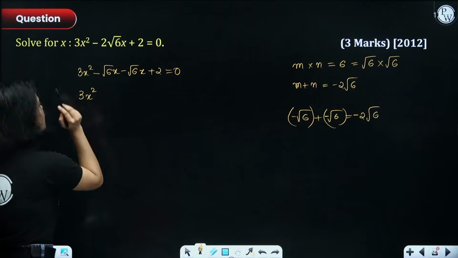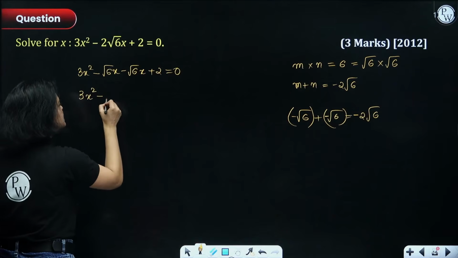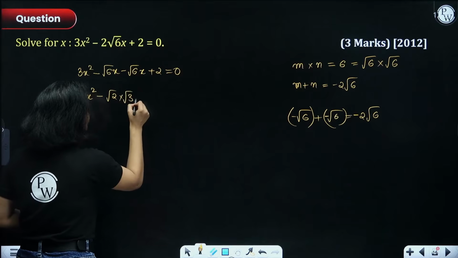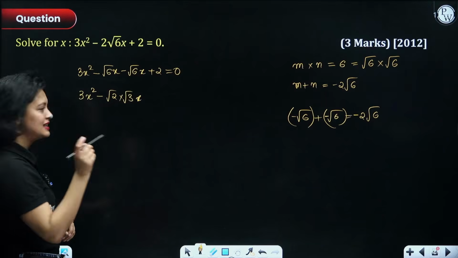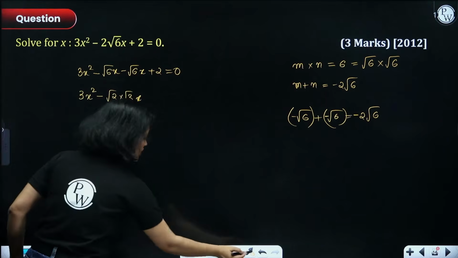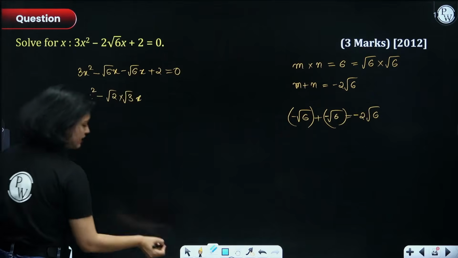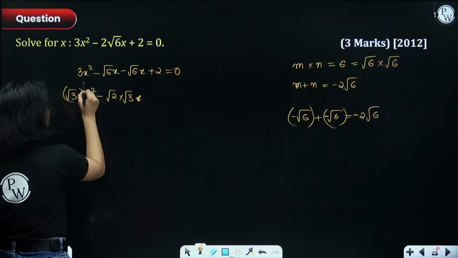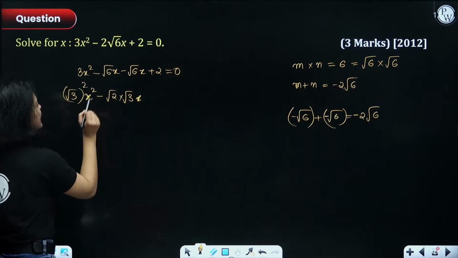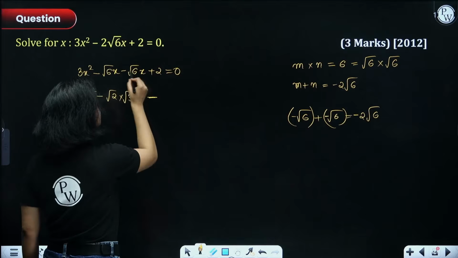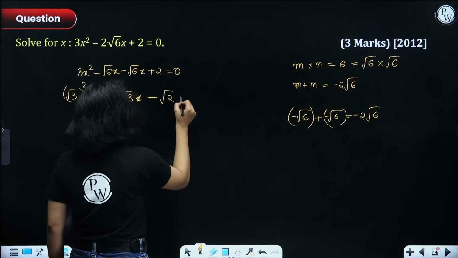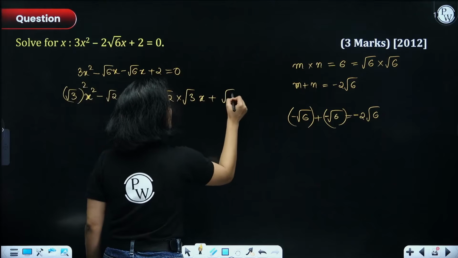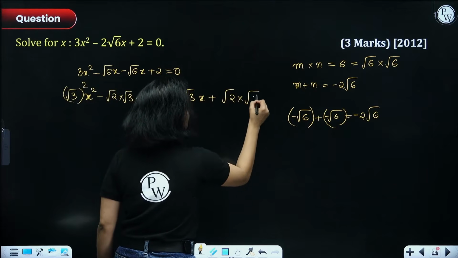So what I will do is, I will break down root 6x as root 2 into root 3x. I can do that, guys. Yes or no? And even this 3x, I will write it like this: root 3 square x square. Can I not do that, everyone? I can, right? Now, again, this root 6x I'll break as root 2 into root 3x, plus 2 I'll write as root 2 into root 2.